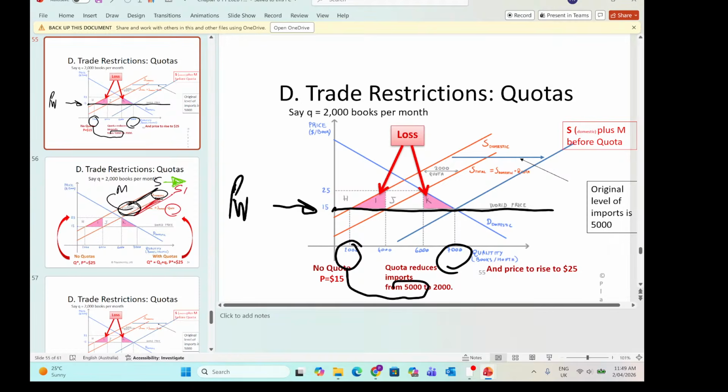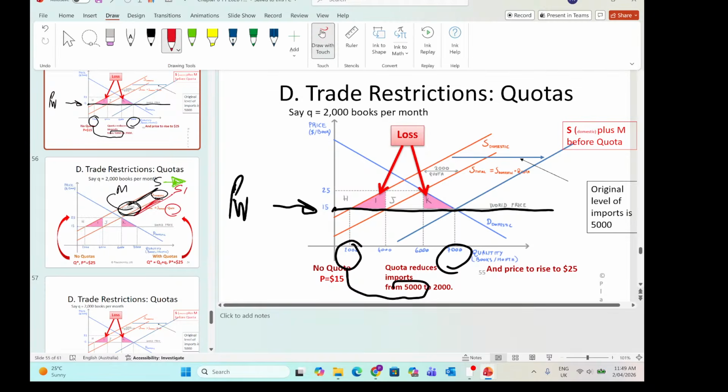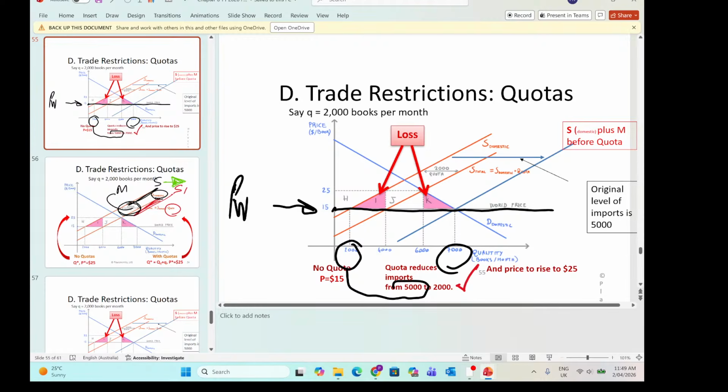And then the government comes along and says, we don't want 5,000 imports because that doesn't leave a big enough slice for the local firm. So what we're going to do is we're going to say the level of imports must fall from 5,000 to 2,000. I've given the tick there, 5,000 to 2,000. So what the government actually does when it imposes this quota is that it moves the supply curve from the free trade supply, which is the domestic supply plus the imports.